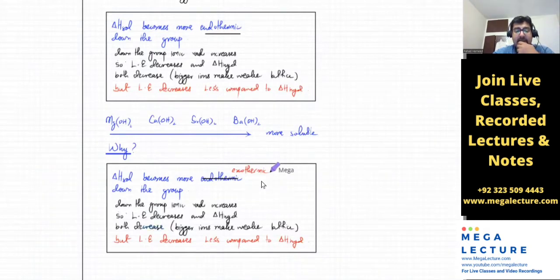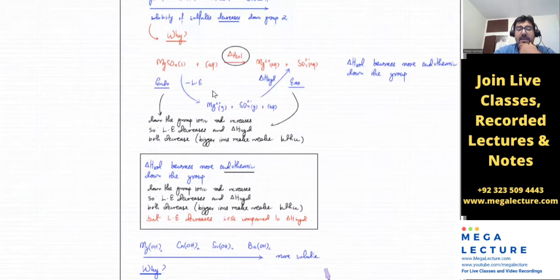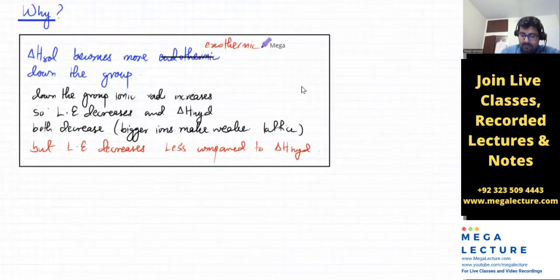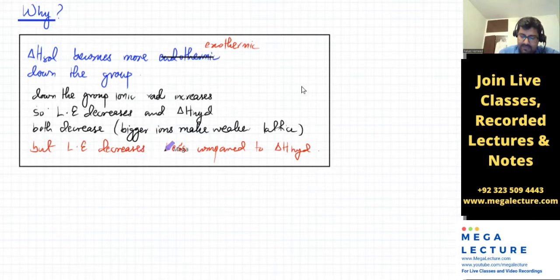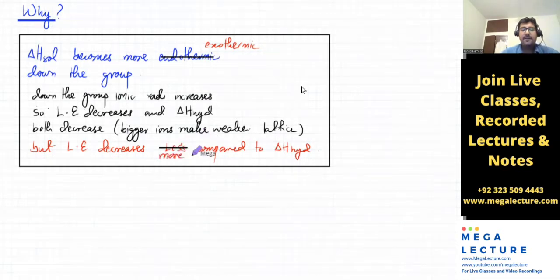But since it's becoming more exothermic, the exothermic term is going to be relatively bigger compared to the lattice energy. So lattice energy would decrease more compared to the exothermic part. In the last line, I'll change it: instead of less, I'll make it more compared to enthalpy of hydration. That's why it's becoming exothermic. Now lattice energy, the endothermic part, is decreasing more compared to the exothermic part.